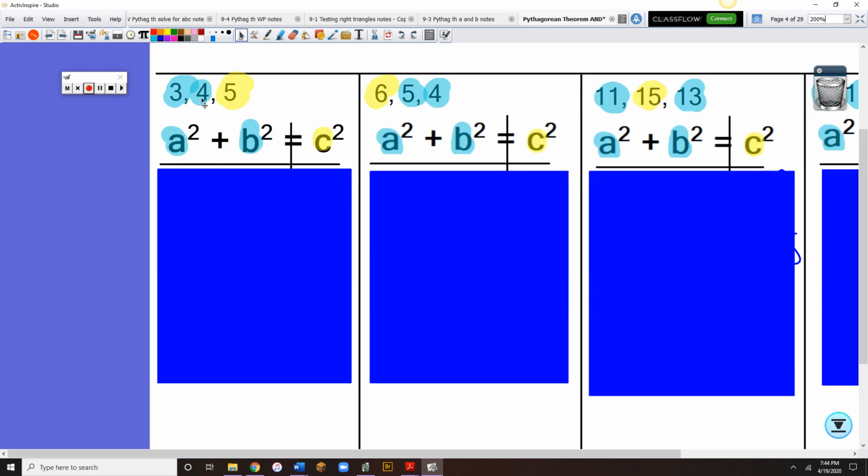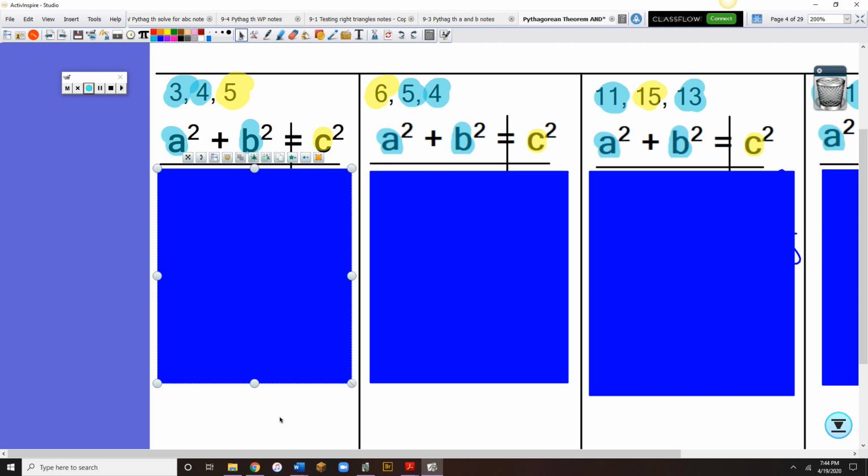So for 3, 4, and 5, I know that 3 and 4 are legs and 5 is the hypotenuse, because 5 is the largest number. So 5 is your C. What we're essentially doing is a little proof. We're going to sub the numbers in, 3, 4, and 5, in the color-coded way that you see, and see if we have an equality at the end.